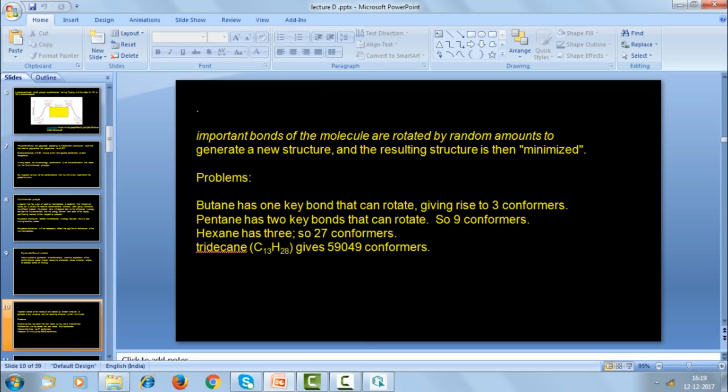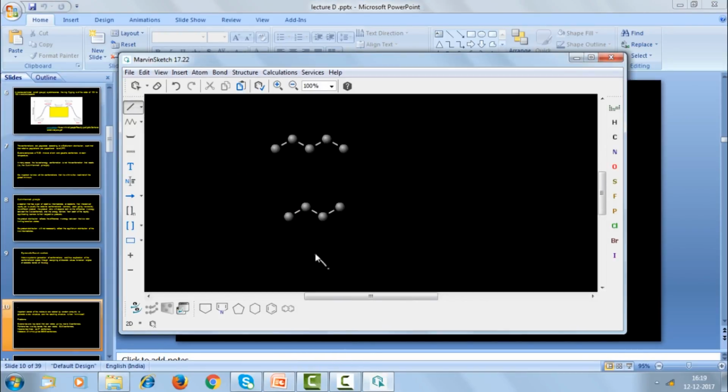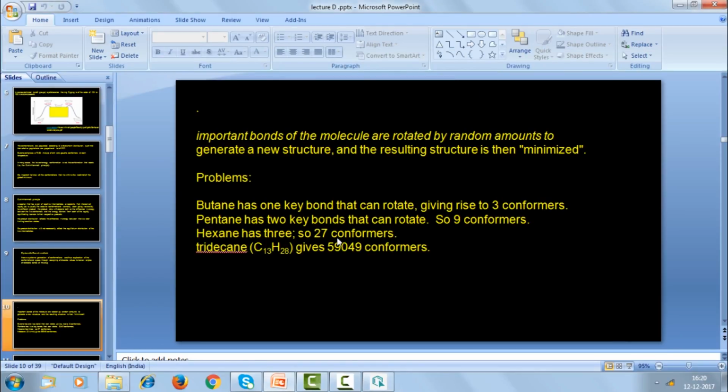Hexane has 3 key bonds. Let us look at hexane: 1, 2, 3, 4, 5, 6. So hexane has 3 key bonds, 1, 2, 3. So we will have 27 conformers. Tridecane, that means C13, decane is 10. Tridecane C13 will give you 59,049 conformers.